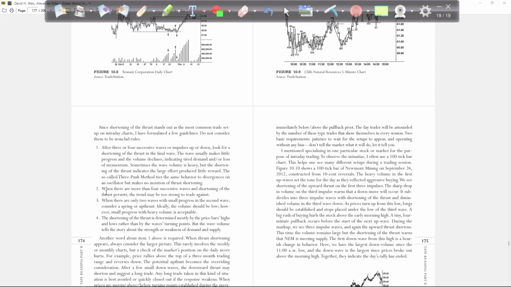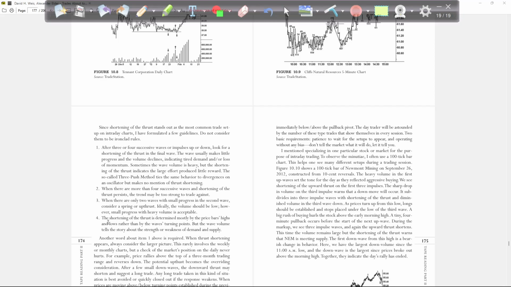Now, the second guideline is when there are more than 4 successive waves and shortening of the thrust persists, the trend may be too strong to trade against. When there are only 2 waves with small progress in the second wave, consider a spring or upthrust. Ideally the volume should be low, however small progress with heavy volume is acceptable. The shortening of the thrust is determined mostly by the price bars, highs and lows, rather than by wave turning points. But the wave volume tells the story about the strength or weakness of demand and supply.